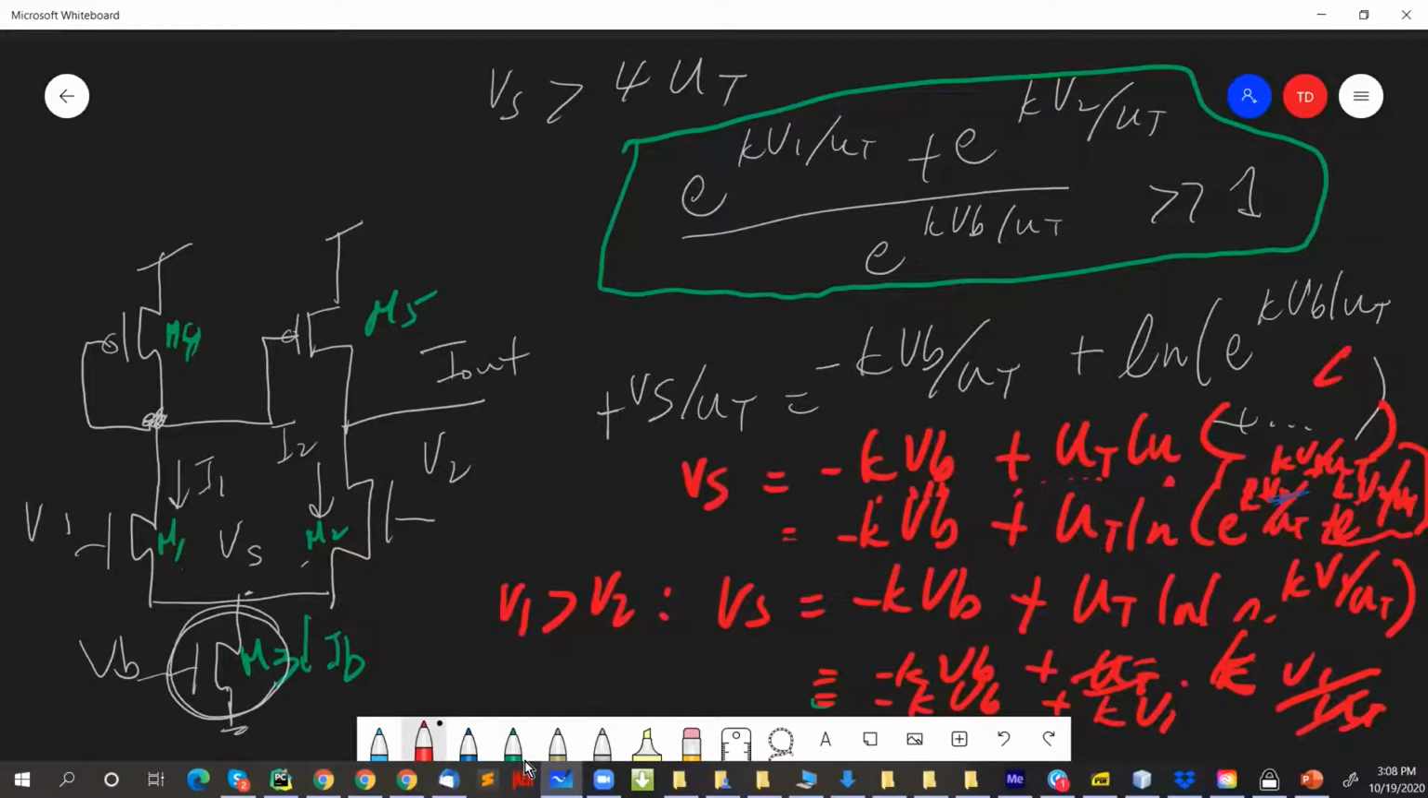Oh, why did we neglect it? It's because, remember when I solved for e to the capital VB, when I made the assumption that I want the bias transistor here to be in saturation, I have to assume that Vs has to be greater than 4 UT. Then we went through the analysis, and we found, in green here, this equation.